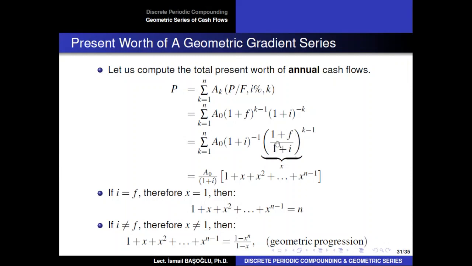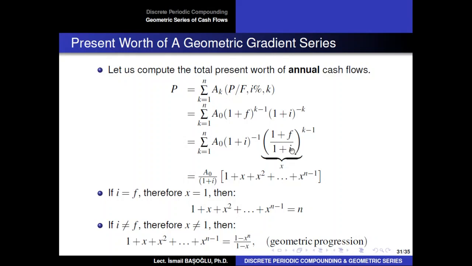And I will call this ratio 1 plus F over 1 plus I, which is the annual inflation factor divided by the annual interest factor, X. So as K changes from 1 to n, we will have X to the power 0, X to the power 1, X to the power 2, X to the power 3, so on and so forth, until you plug in the last term n, which is going to bring you an X to the power n minus 1. Now, my objective is to calculate the sum of this value, the sum of 1 plus X plus X squared and so on. So I need to calculate this summation.